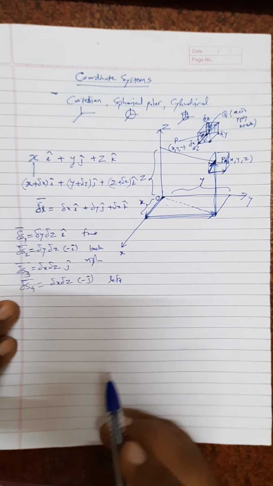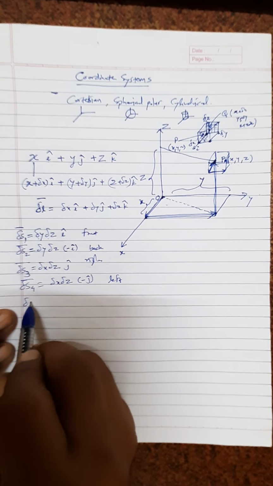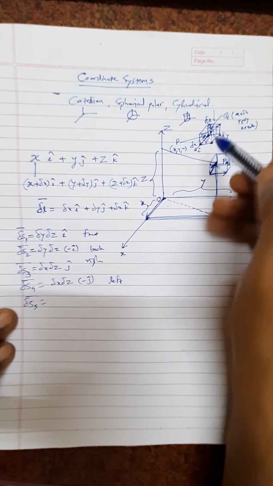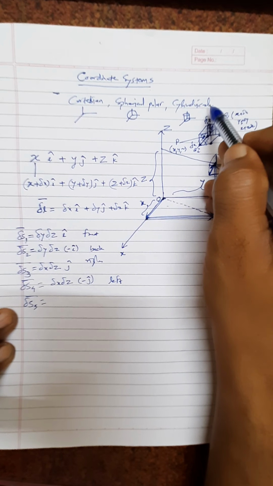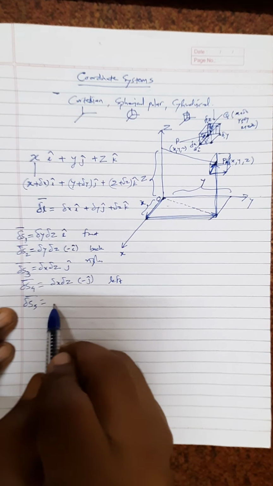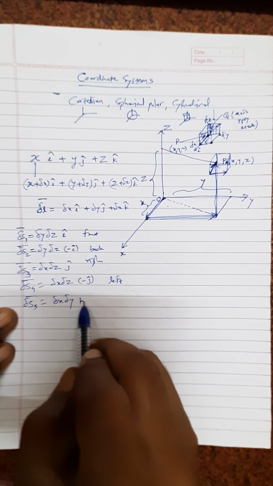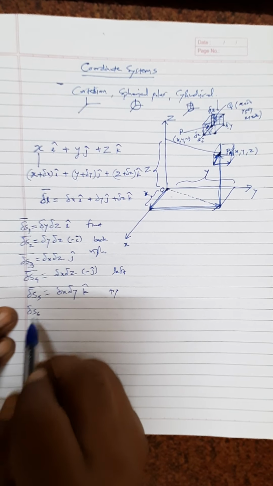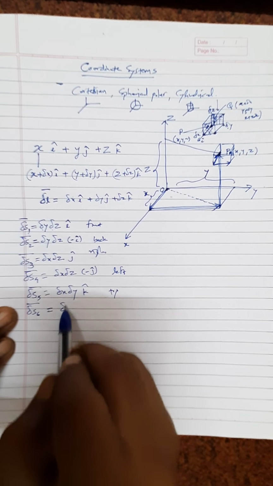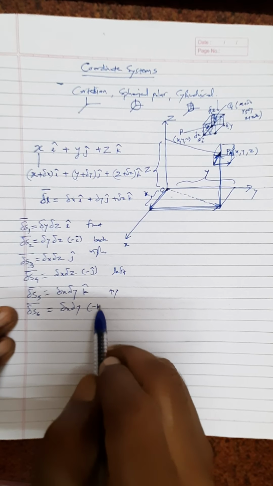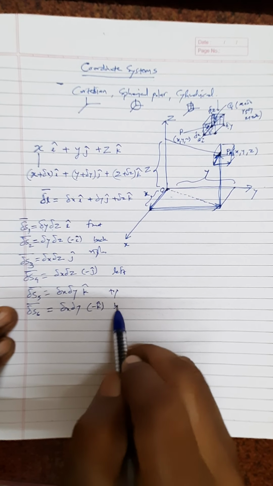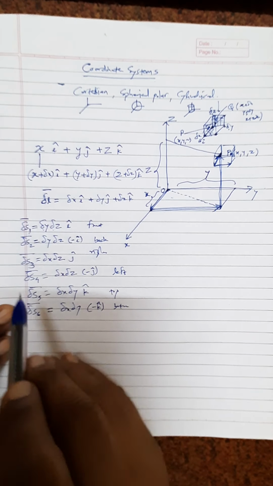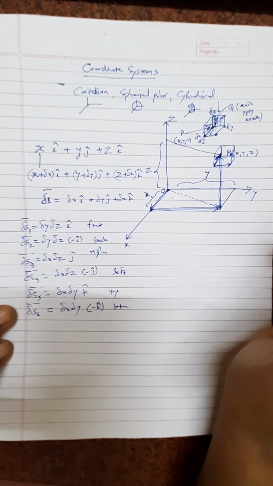Two more surfaces are there. One is the top surface, therefore I can write it as delta s5 bar, which is this top surface, and the area will be delta x delta y, along the z axis, therefore delta x delta y k cap, which is the top surface. The last surface in Cartesian coordinate system, delta s6, will be delta x delta y, and the direction will be minus k cap, which is the bottom surface. These are the 6 surface elements in Cartesian coordinate system.